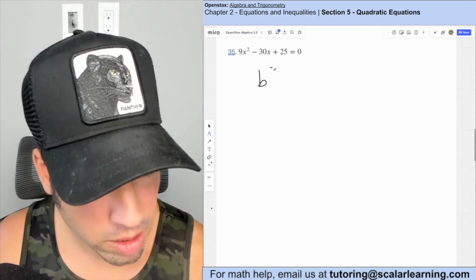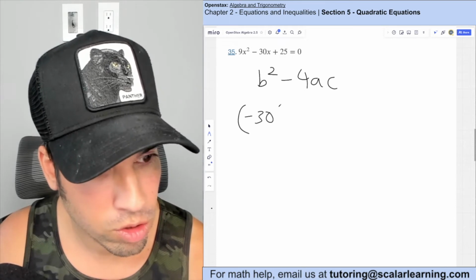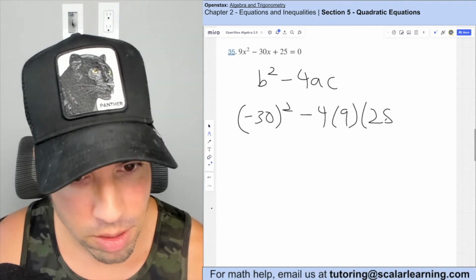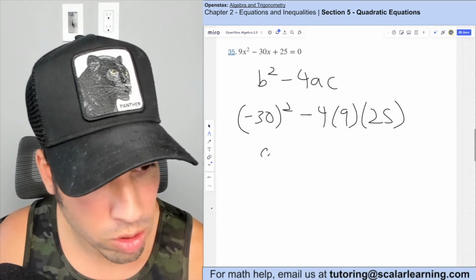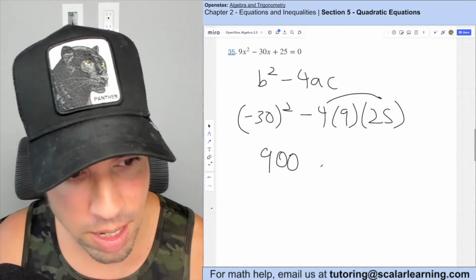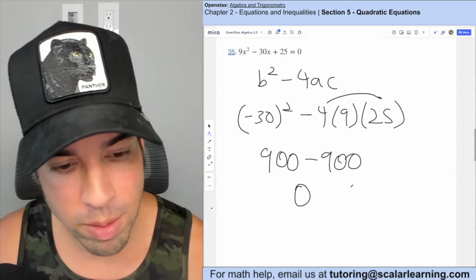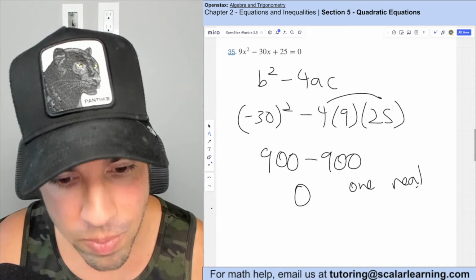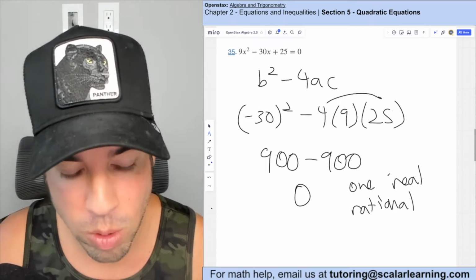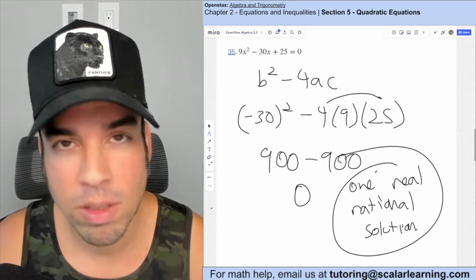So once again, the discriminant is b squared minus 4ac. Here it would be negative 30 squared minus 4 times a times c. And negative 30 squared is, of course, 900. Here I'm going to take a little shortcut. 4 times 25 is 100, times 9 is 900. 900 minus 900 is 0. When it's 0, it means we have 1 real and rational solution. We know it's not only real, but it's rational because there's going to be nothing under the square root. 1 real rational solution. Boom, done.